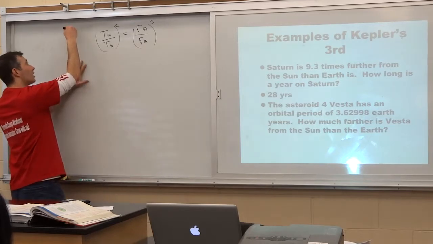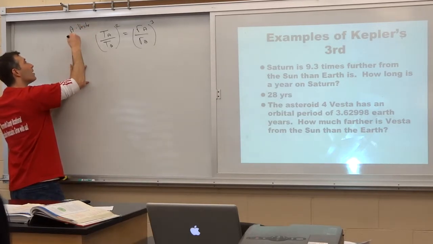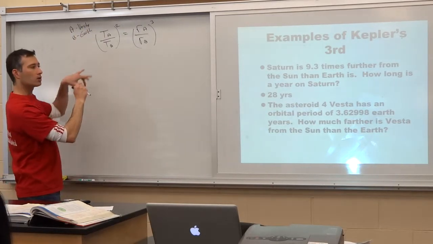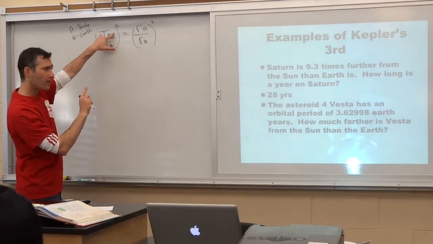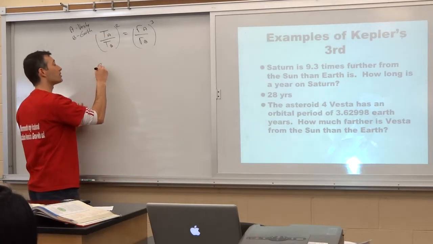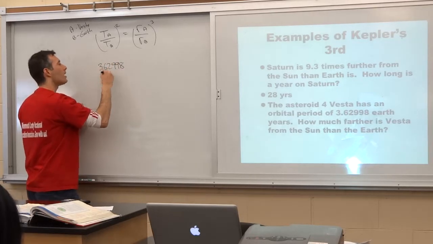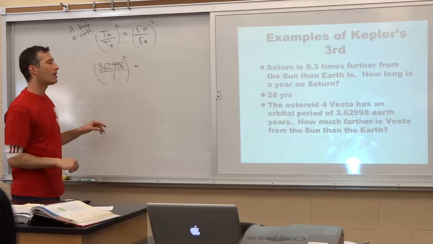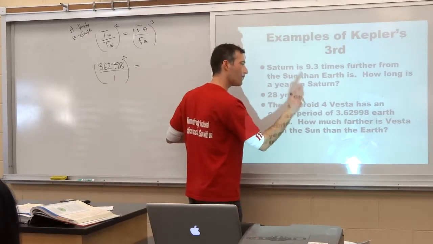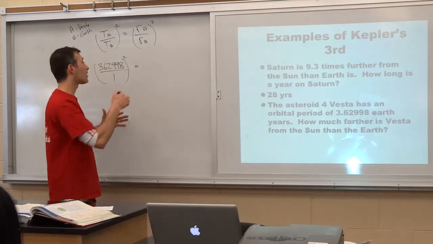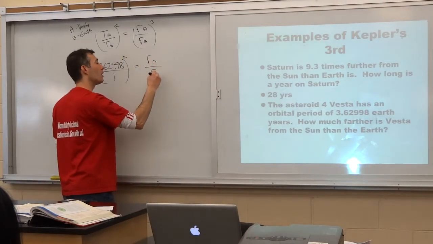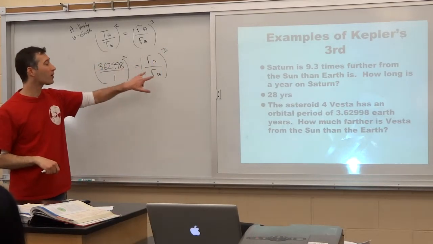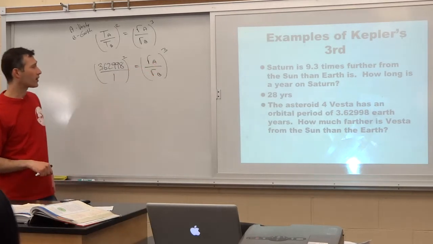All right, so what do we know? We're going to make Vesta be object A, and we're going to make the Earth object B, because whenever possible we want our denominators to be 1. So this time we do know TA. It's 3.62998, very precise. And that's in years, so the period of the Earth is also in years. And then what are we looking at? How much farther is Vesta from the Sun than the Earth? We're looking for this ratio. We don't have to find it in kilometers or miles or parsecs or whatever. We just want to know however far Earth is, how much further is Vesta. So we're looking for that ratio.